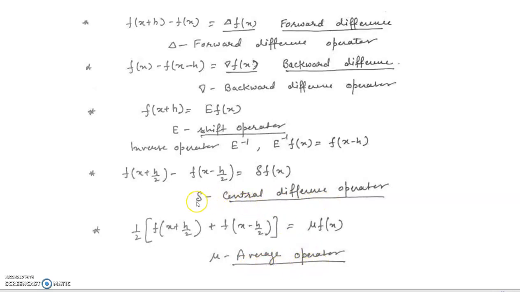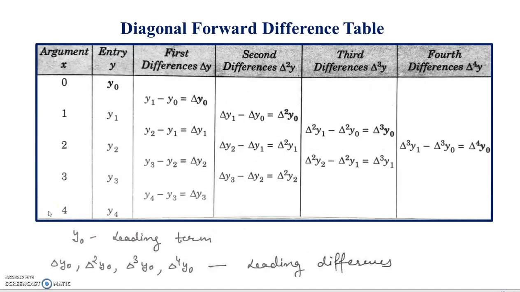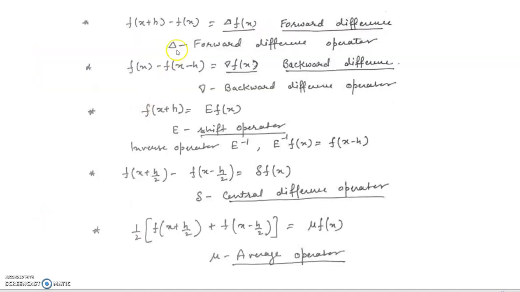The central difference operator is denoted by delta. Delta f of x is f of x plus h by 2 minus f of x minus h by 2. And similarly, the average operator is denoted by mu. Mu f of x is half of f of x plus h by 2 plus f of x minus h by 2. Now here, this delta f of x is the first order forward difference.